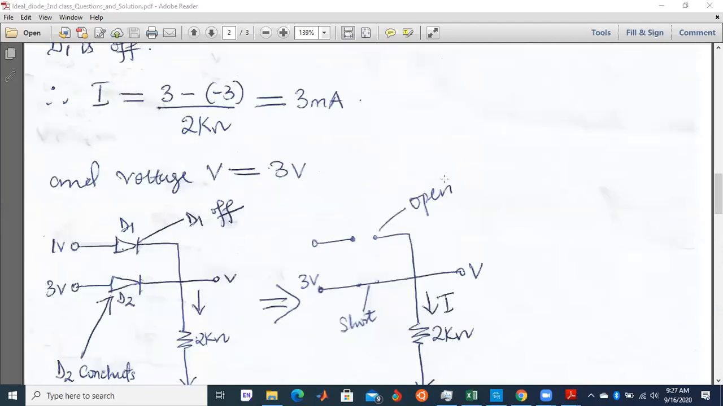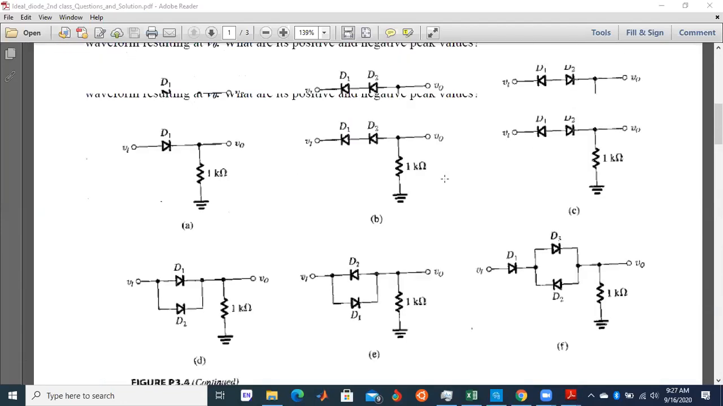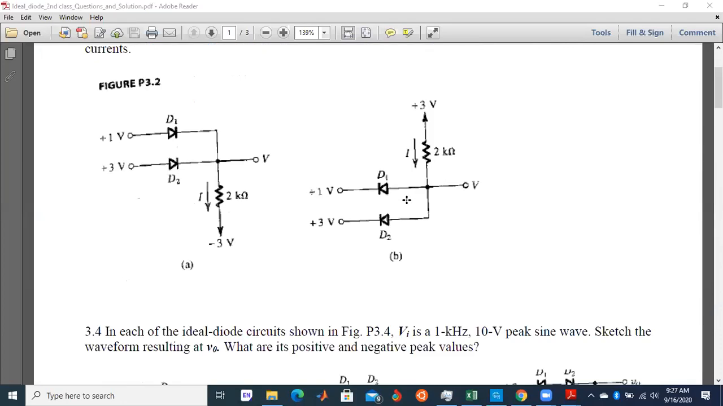So I'm sorry, so we take the smallest value. Yes, for the AND gate, the closest one.